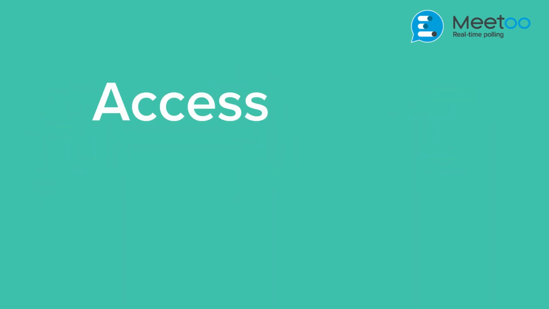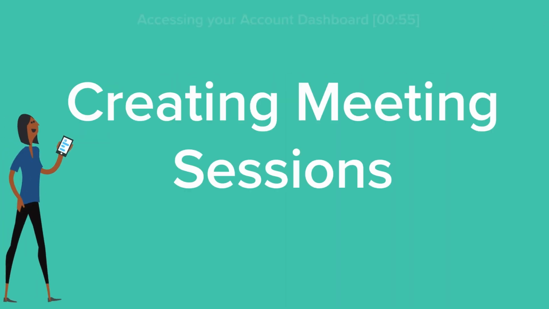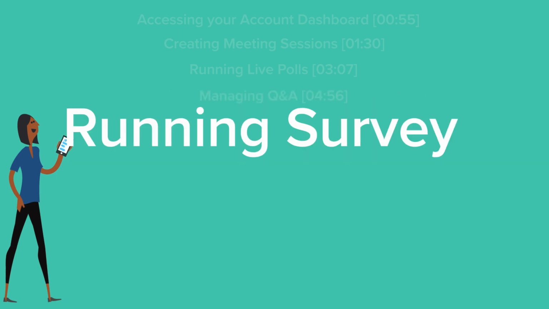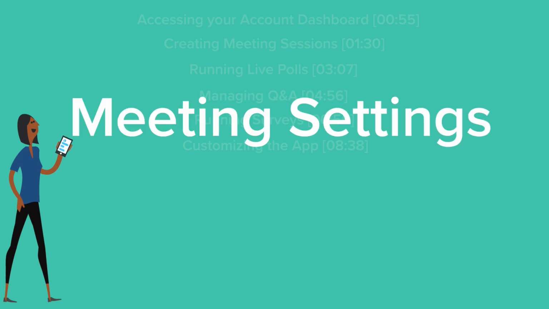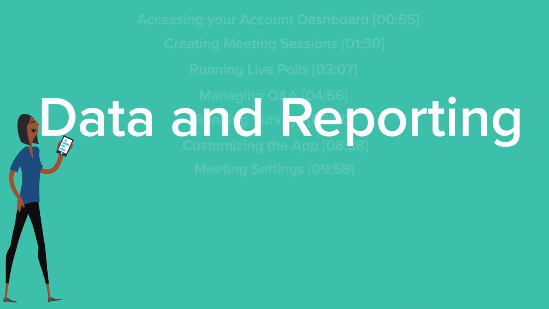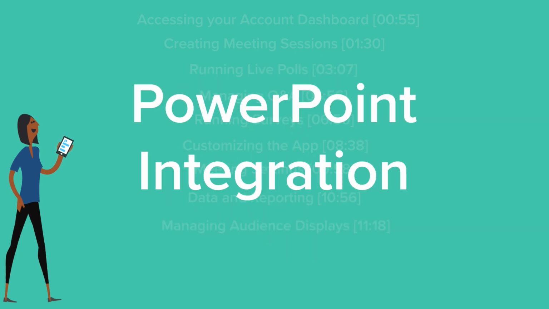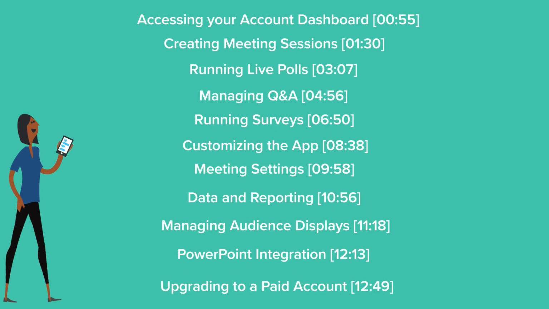We will cover accessing your account dashboard, creating meeting sessions, running live polls, managing Q&A, running surveys, customizing the app, meeting settings, data and reporting, managing audience displays, PowerPoint integration, and upgrading to a paid account. If you'd like to skip a specific part of the video, you can go to the timestamps on screen or find them in the description below.